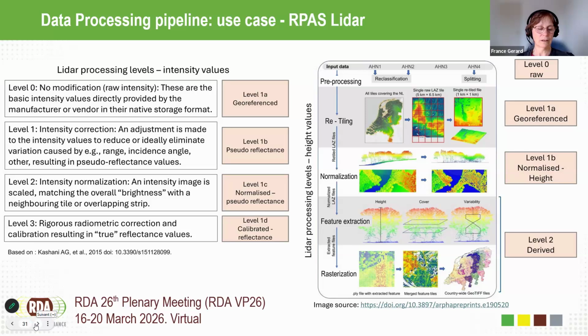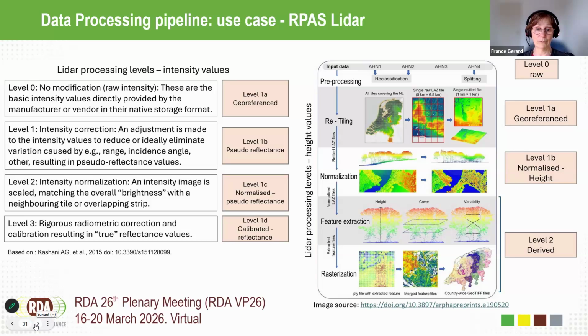And you could call it level 1B, but actually when you say pseudo reflectance, it's much more clear what you've got there. And then the next level is you normalize the intensity. So there we're talking about, could be level 1C, but it makes more sense if you called it normalized pseudo reflectance. And then at the end of the day, if you've reached the stage of calibrated reflectance, then you refer to calibrated reflectance, or you can call it level 1D.